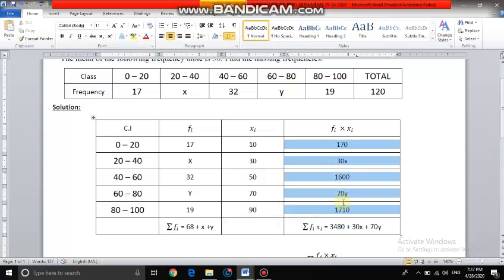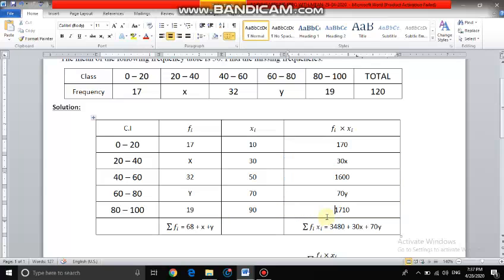By adding all these numbers, you cannot add this 30x and 70y, because they are two non-identical variables, so you cannot add them. So if you add the first numbers, 170 plus 1600 is 1770, and 1770 plus 1710 will become 3480. Then this 30x and 70y I kept here as it is. As we are adding, I use the positive signs. So this is the sum of all fixi.